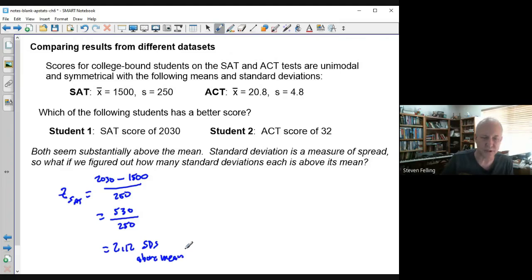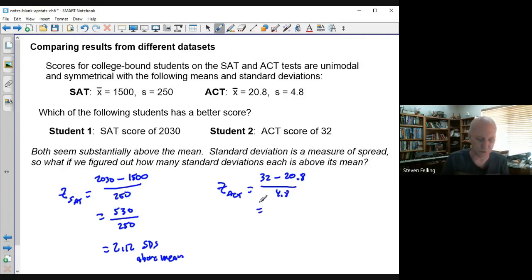Remember we said in earlier chapters that something more than 2 standard deviations away is definitely considered to be in the outlier range. Okay, but let's look at the ACT student. They scored a 32, and the average on the ACT is 20.8, and the standard deviation is 4.8.